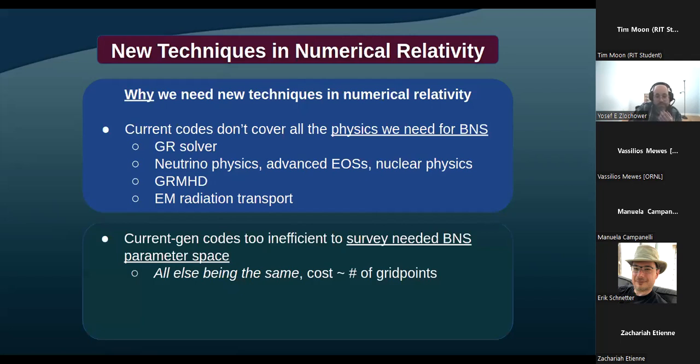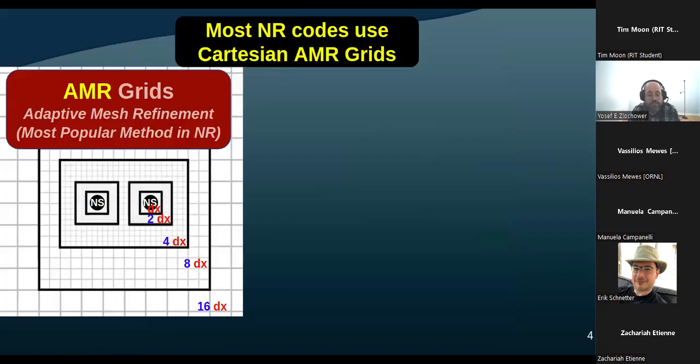So one way of putting this is the current codes are too inefficient to survey the needed binary neutron star parameter space. I think also we need to add the physics, but this is sort of a separate issue. If you will, you can think, all else being the same, the cost of a simulation goes like the number of grid points. And this really gets to the heart of the idea behind the TCAN that brings us all together. And that is, well, this is a fact.